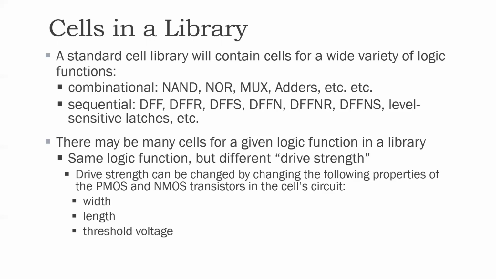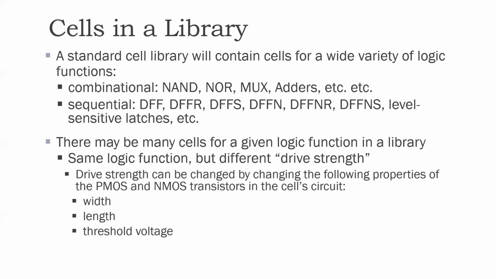Then for any given logic function, let's say a 2-input NAND, there may be many cells. Each of the cells is for the same logic function. But what differs is that these cells will have different, what we call drive strengths. The drive strength of a cell can be changed by changing the following properties of the PMOS and NMOS transistors in the cell circuit: the width of the PMOS and NMOS transistor, the length, and the threshold voltage.